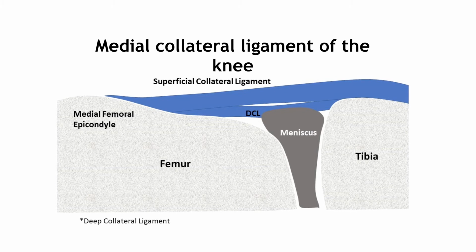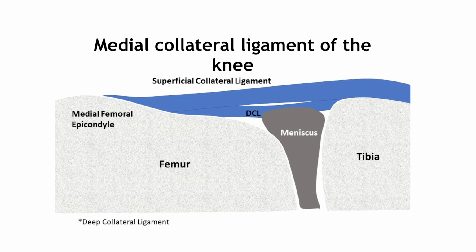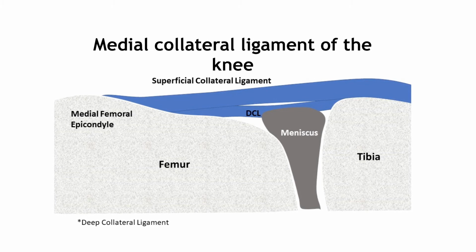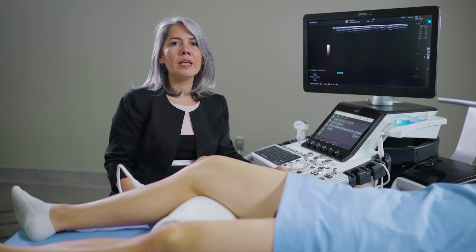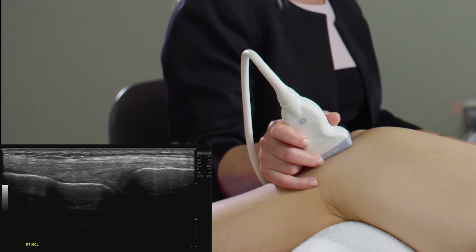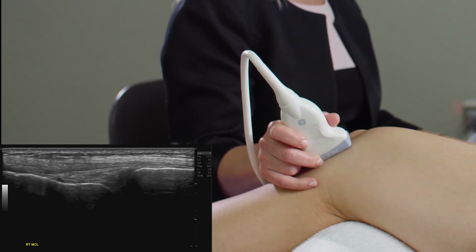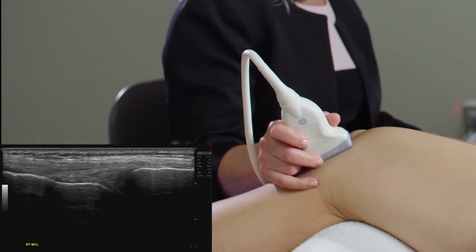The deep layer is attached to the joint capsule and lies over the medial meniscus and is formed with the meniscofemoral and meniscotibial ligaments. To be able to visualize that ligament, we need to change the position of the patient. Now we need to externally rotate the leg, keeping the knee semi-flexed at about 30 degrees. The transducer needs to be placed in an oblique position to be able to cover the long axis of the medial collateral ligament. The examination should start at the level of the medial joint line.